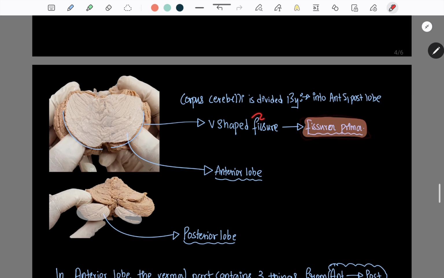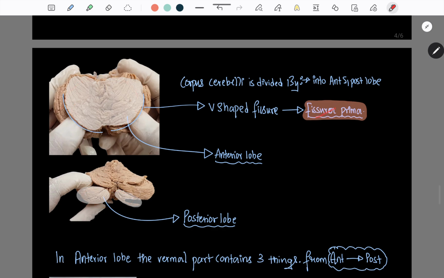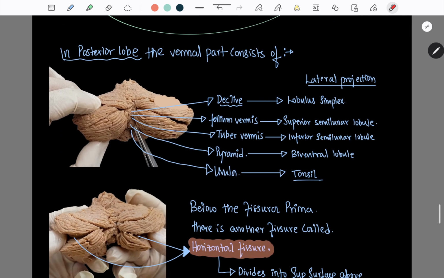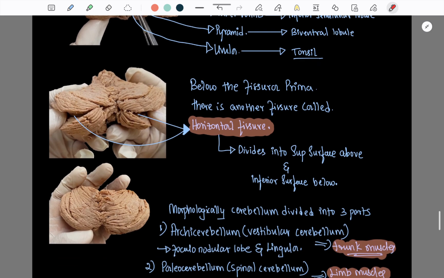So you saw the fissura prima, which divides the anterior and posterior lobes. This is the anterior lobe, this is the posterior lobe, divided by the V-shaped fissura prima. Below the fissura prima, you can see the horizontal fissure. This was the fissura prima, and this is the horizontal fissure. It divides the cerebellum into a superior surface above and an inferior surface below.